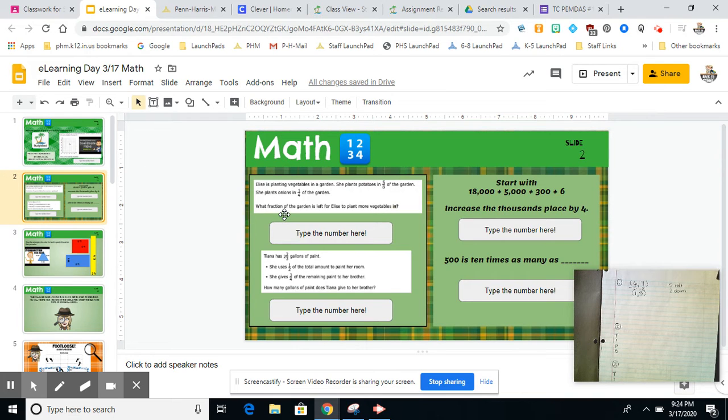Okay, on our next one, we've got Elise is planting vegetables in a garden. She plants 5/8 of the garden. So that's one of our numbers. And she plants onions in 1/4 of the garden. And we want to know what fraction of the garden is left. So we've got 2 parts that she's planted together, and then we want to know what fraction is left. So this represents our whole garden, and from that we're going to subtract the 5/8 that she planted and the 1/4 of onions that she planted, and that's going to tell us what fraction of our garden.